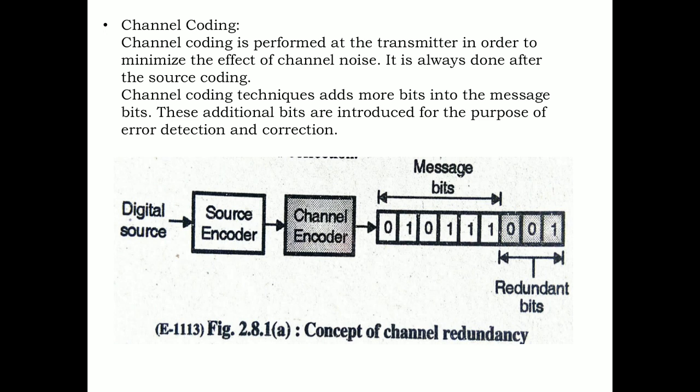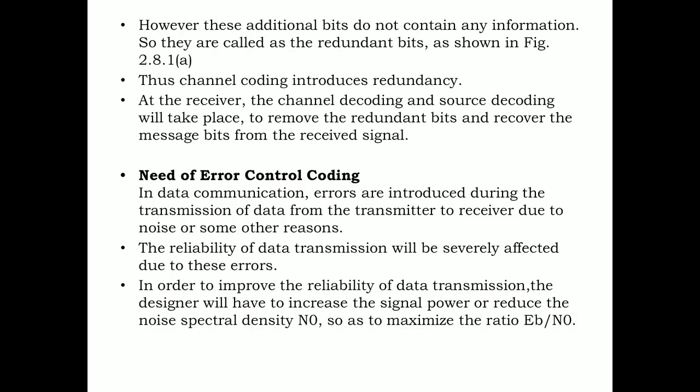The block diagram here shows the concept of this channel redundancy. However, these additional bits do not contain any information, so they are called redundant bits, as shown in this diagram. Thus, channel coding introduces redundancy. At the receiver, the channel decoding and source decoding will take place to remove the redundant bits and recover the message bits from the received signal.